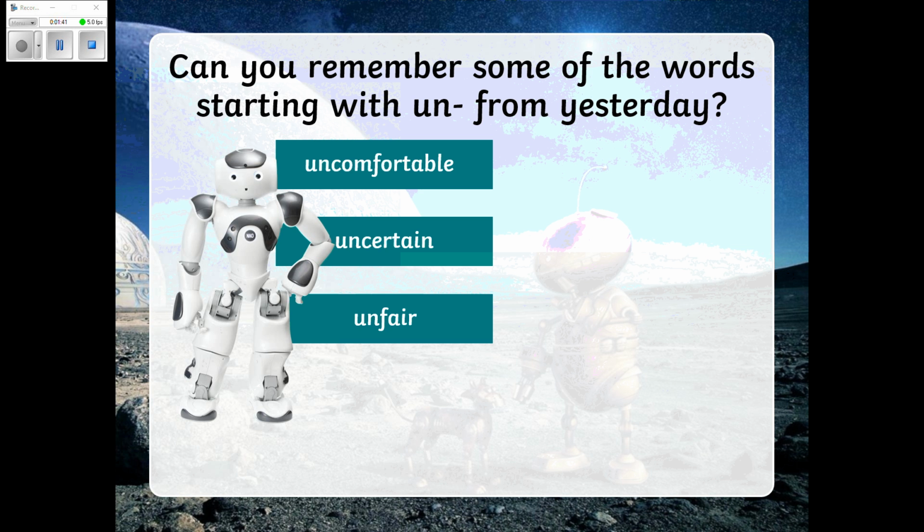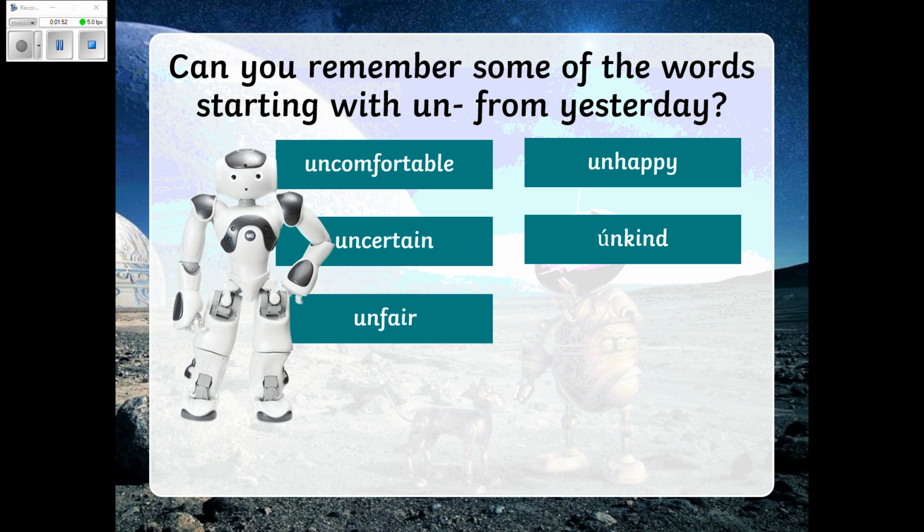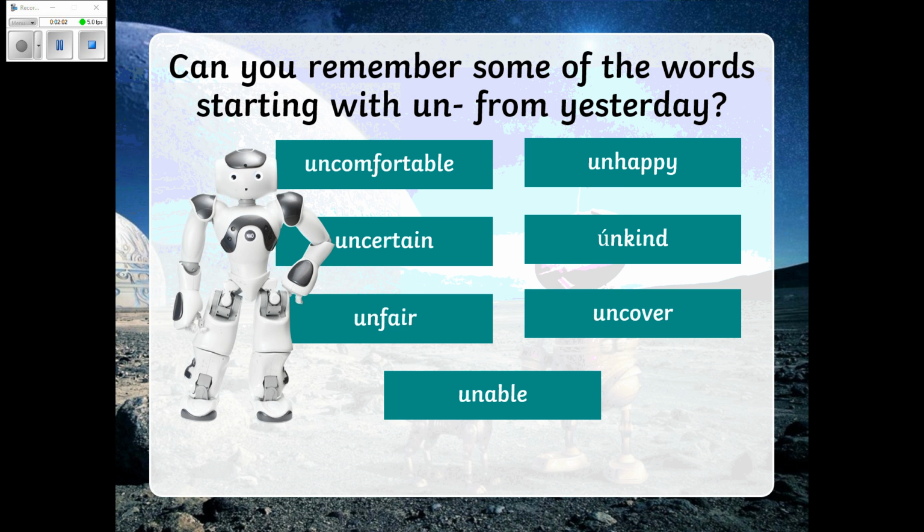Unfair? You all know what that means. Try to make sure it doesn't apply at home. Unhappy? Well, to be honest, Year 1, that's not something you do very much. Unkind? Again, not something you do. Uncover, when you remove a cover off something to reveal something. And the last one, unable.